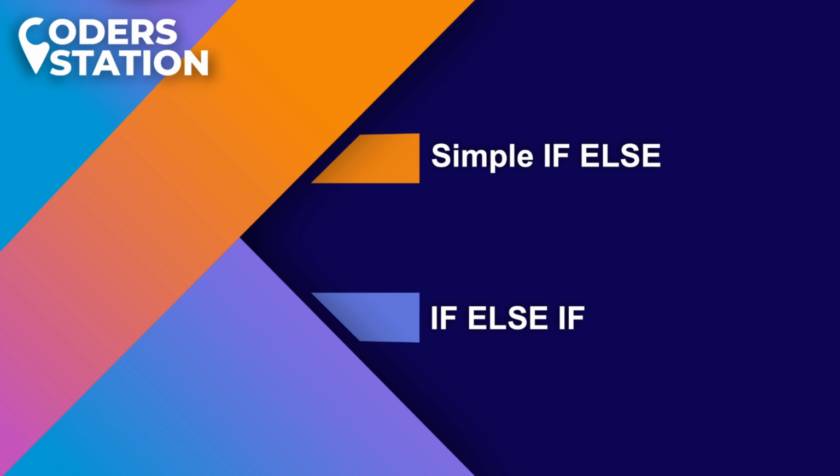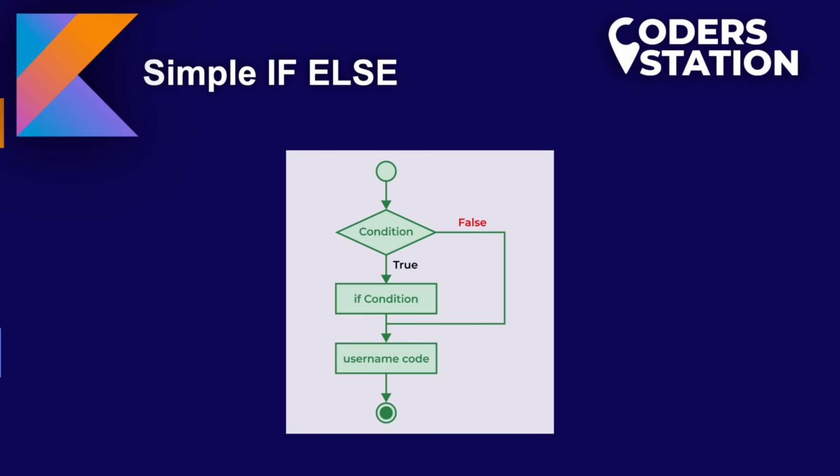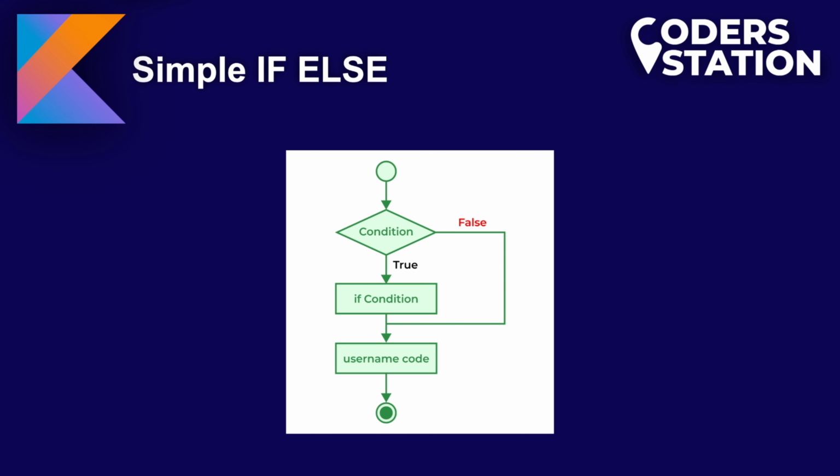So what are simple if-else statements? These statements are basically used to check a condition, and if the condition is true, it will execute a set of block of code. So as you can see here, we have a condition which is being checked. If the condition is true, the if part will be executed. If it is false, the block of code inside the if will not be executed and the code will continue further. So let's understand this better in the code.